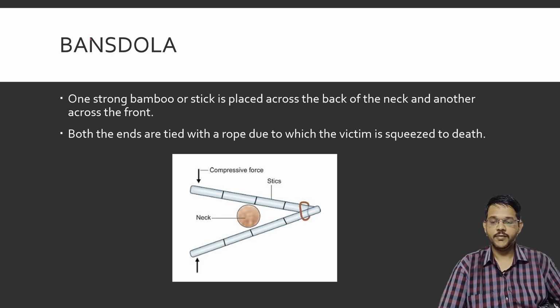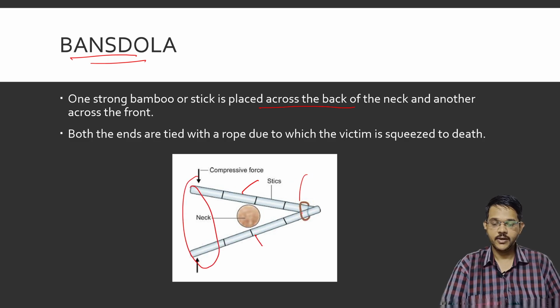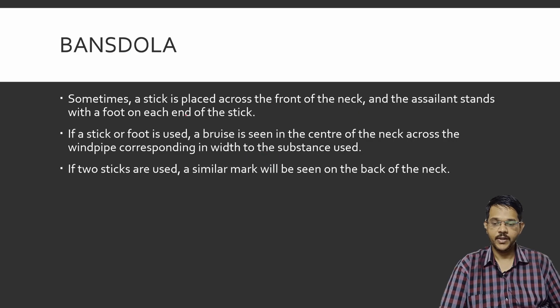Next, coming to other forms of homicidal strangulation. Next is bansdola. In bansdola, one strong bamboo or stick is placed across the back of the neck. One bamboo stick is placed at the back of the neck, and the other end is present on the front of the neck, and both the ends are tied and squeezed, and the person is squeezed to death.